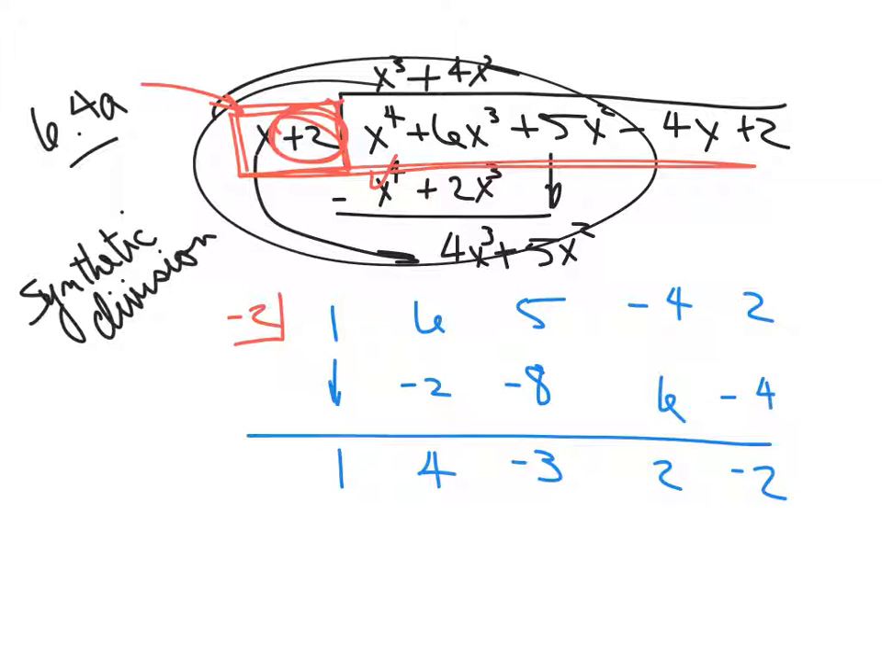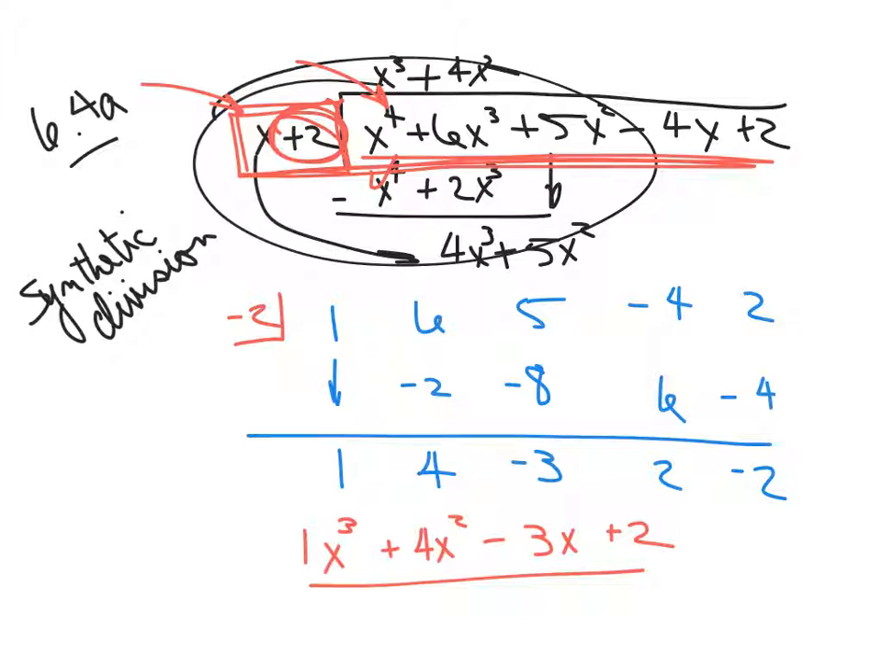All right, so once we're done with that, we take our original problem right here, and we notice that we started with a 4 as the exponent. Well, when you're doing synthetic division, your answer is going to be 1 less than the highest exponent. So this is going to be 1x cubed instead of 4. This is going to be 4x squared minus 3x plus 2. Okay, so notice we went from 4, 3, 2, 1 to 3, 2, 1.